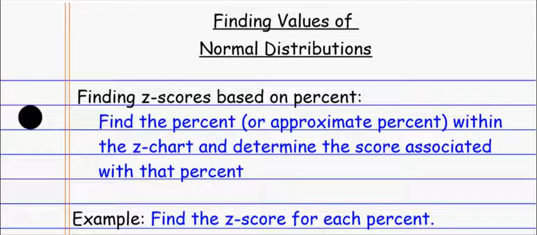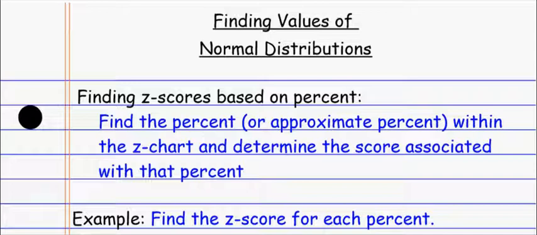Today what we're doing is we're kind of going backwards through the process. I'm going to say, hey, what value represents the 50th percentile? Well, then I would look for the thing that has 50% of the values below it. I would find 50% on the z-chart, find the z-score that goes with that, and then translate that back into a value.